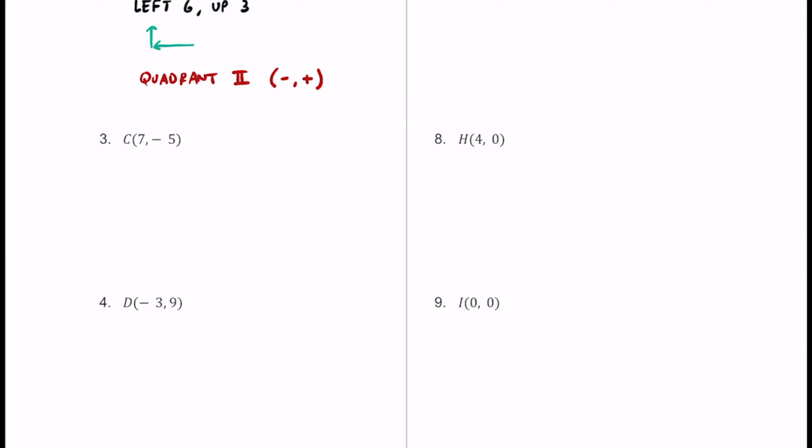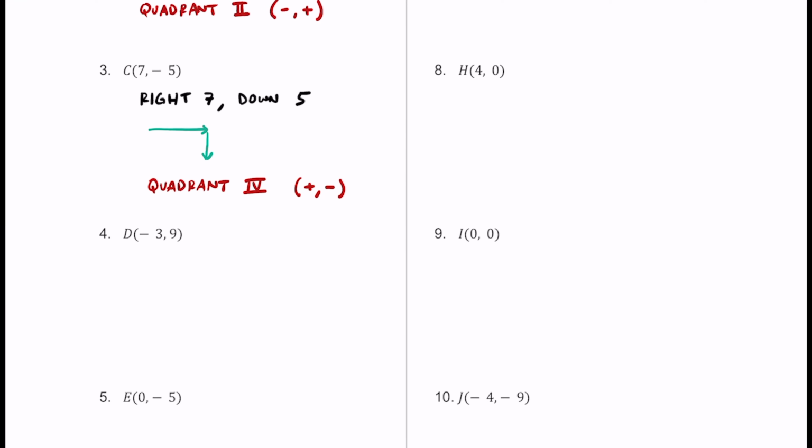For number 3, we have point C, which is going to be at 7, -5. That positive 7 really means we're going to move to the right 7 units first. And then that -5 means we're going to move down 5 units after that. So we're going to go right and then down. Starting at the origin, we would move right 7 units and then move down 5 units. That would bring us to a location called quadrant 4. Remember, everything in quadrant 4 has to have a positive value first for the x and then a negative value second for the y, so that checks out for number 3.